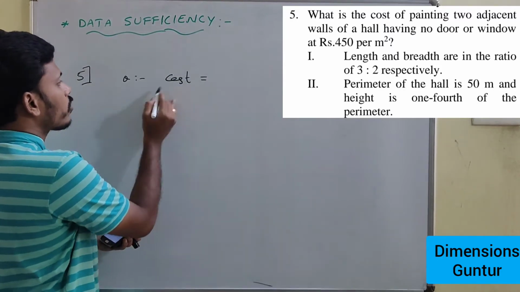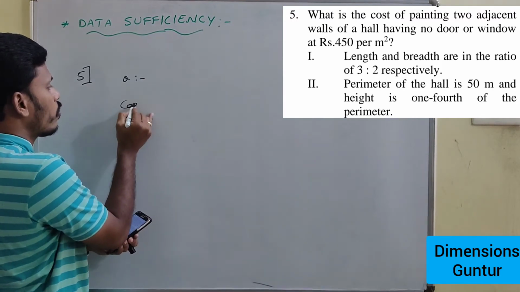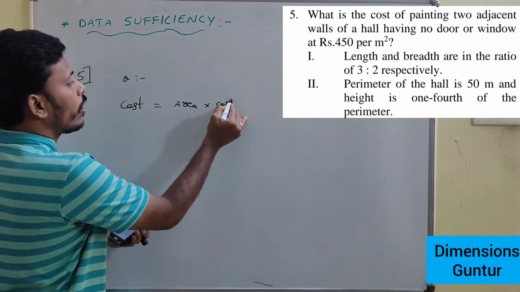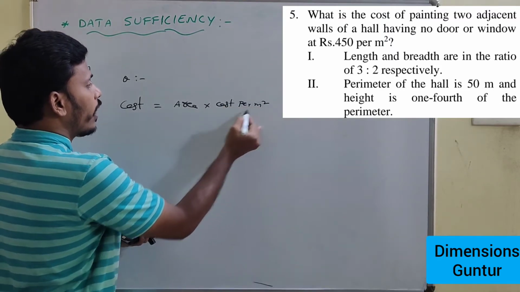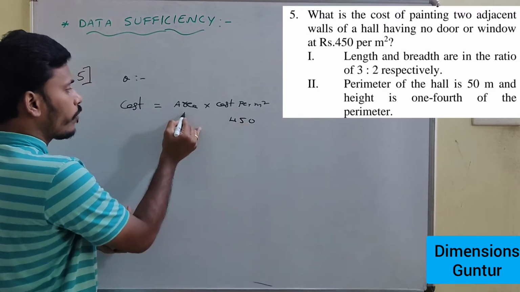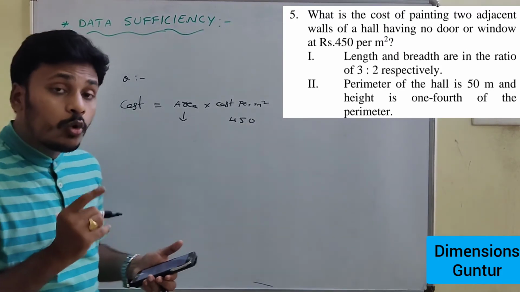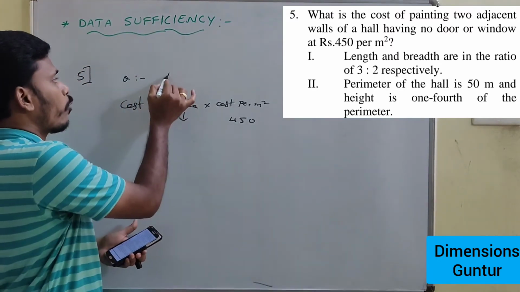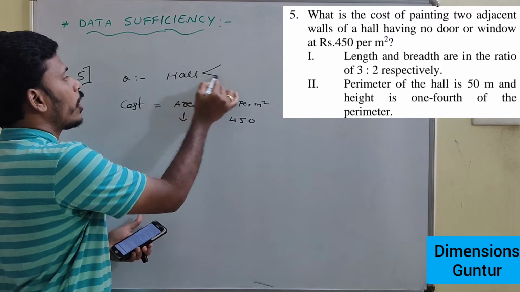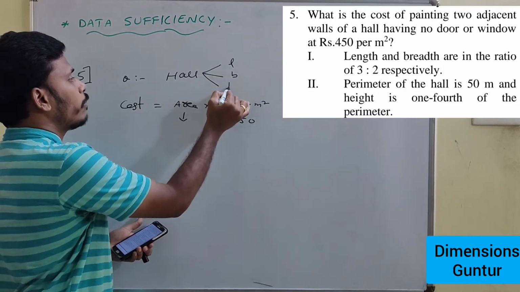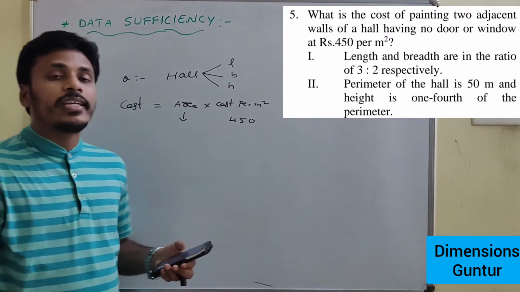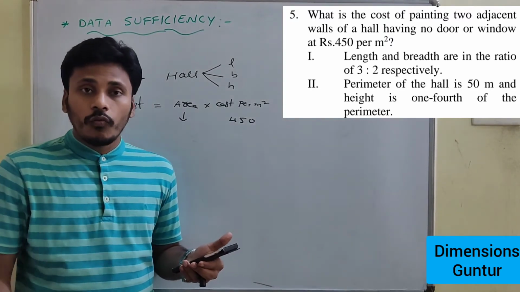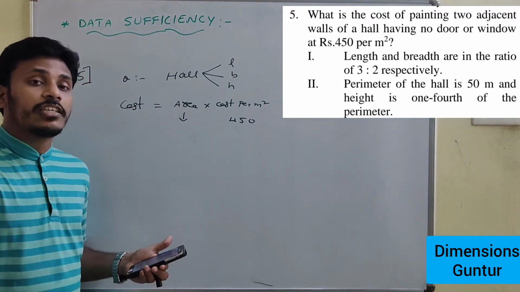We know that cost of painting is equal to area of the painting into cost per meter square, and this cost per meter square is given as 450. Now we need to find out the area. Whose area? Since we are painting two adjacent walls of a hall, the problem is related to the hall. So we need to know about length, breadth and height of the hall, because for two adjacent walls, the area of one wall is LH and the area of the adjacent wall is BH.